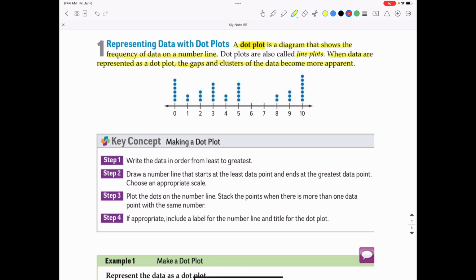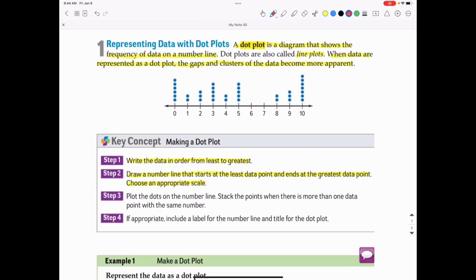When you make a dot plot, or a line plot, you're going to write the data in order from least to greatest. Then draw a number line that starts at the least data point and ends at the greatest data point. If you start a little lower or a little higher than those, that's okay, as long as you can fit all of the data on the number line. Choose an appropriate scale. That means what you want to go by on your intervals.